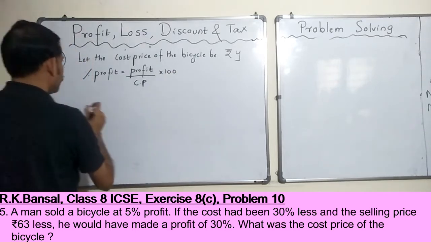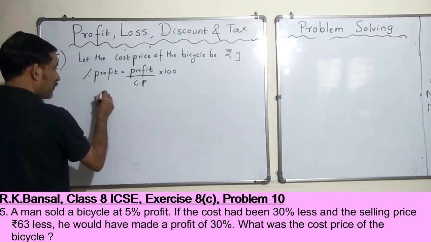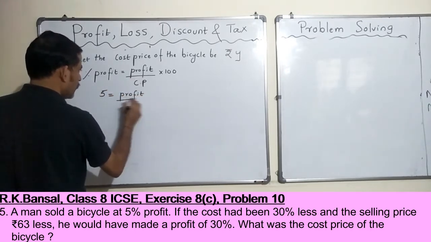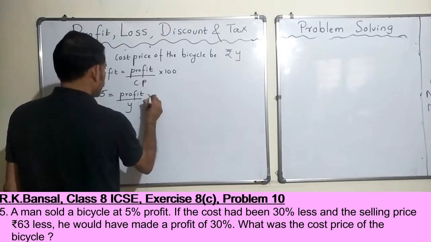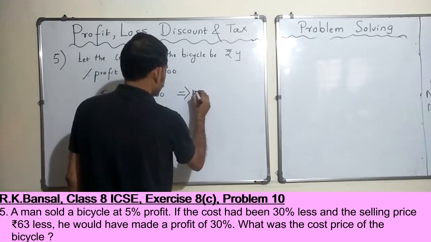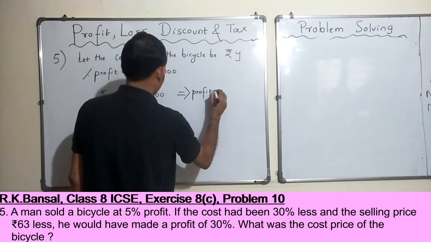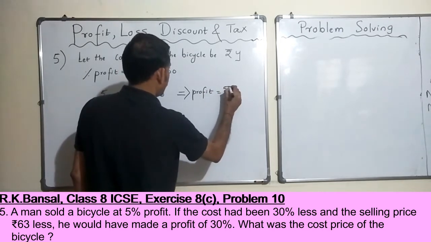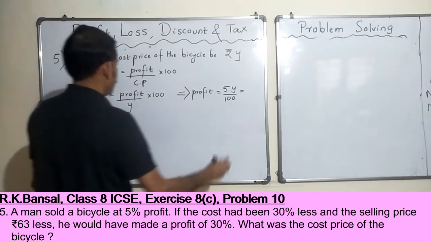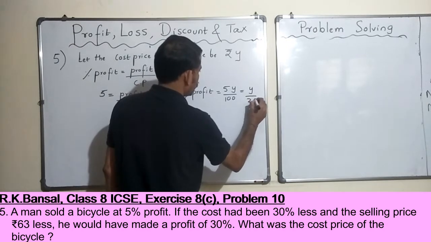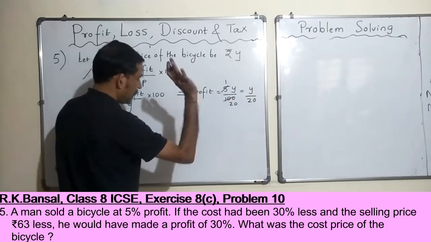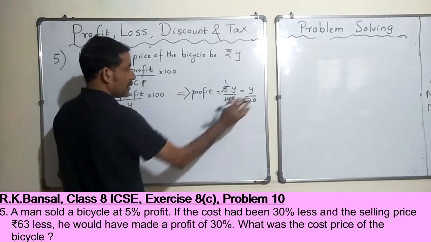Okay, good. So I know he made a profit of 5%. So 5 is equal to profit by cost price, which is y, into 100. This implies profit is equal to 5y by 100, which is y by 20. Correct? 5 ones are 5, 5 twenties are 100. So my profit is y by 20. My cost price is y. My profit is y by 20.